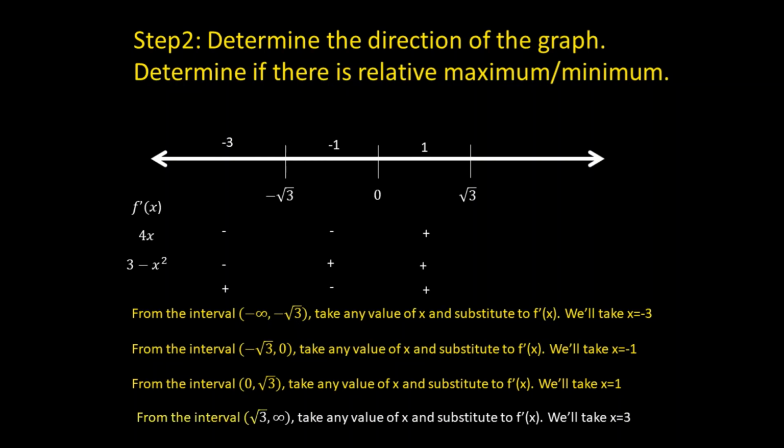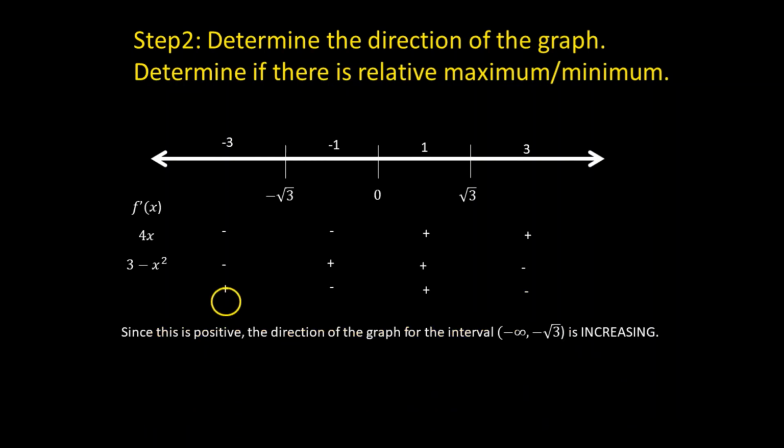From the interval square root of 3 to positive infinity, take any value of x and substitute to f prime of x. We'll take x is equal to 3. When x is equal to 3, the sign of 4x is positive and the sign of 3 minus x squared is negative. Positive multiplied by negative is negative. This is positive. Since this is positive, the direction of the graph for the interval negative infinity to negative square root of 3 is increasing.